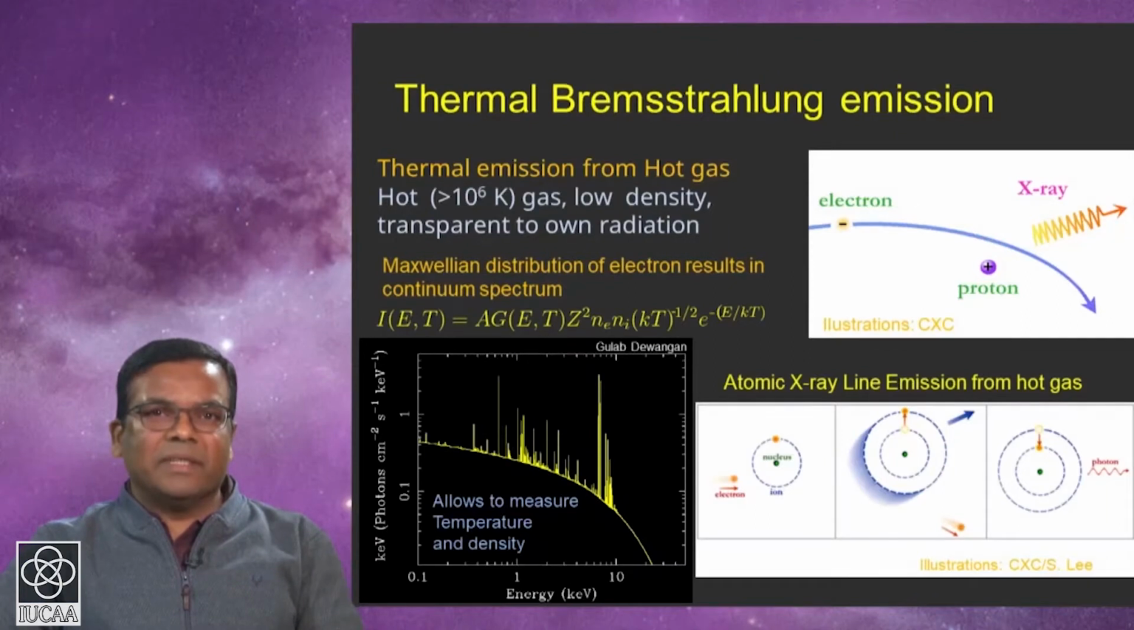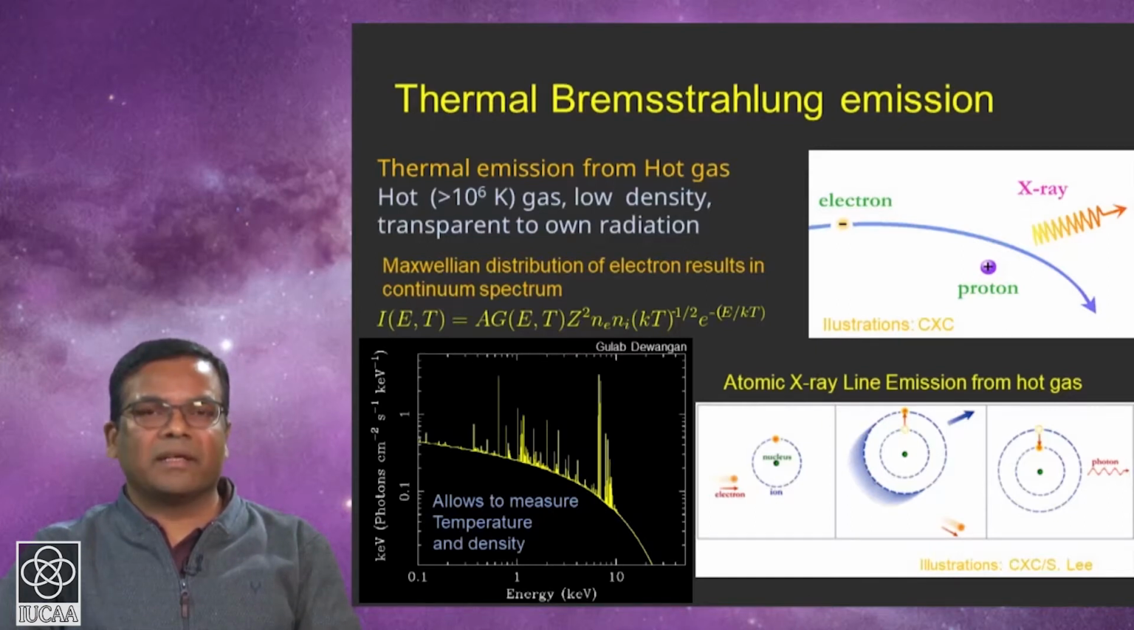The thermal Bremsstrahlung emission. Consider a hot gas with a temperature of about 10^6 Kelvin or more with a low electron density, so that it is optically thin and transparent to its own radiation. At such a temperature, the atoms are ionized. So, the gas will have free electrons which are negatively charged, and positively charged ions and protons, of course. In such a situation, if an electron passes close to a proton or a positively charged ion, the electric force causes this electron to change its path, and the electron is accelerated. Such an accelerated electron gives rise to X-ray radiation.